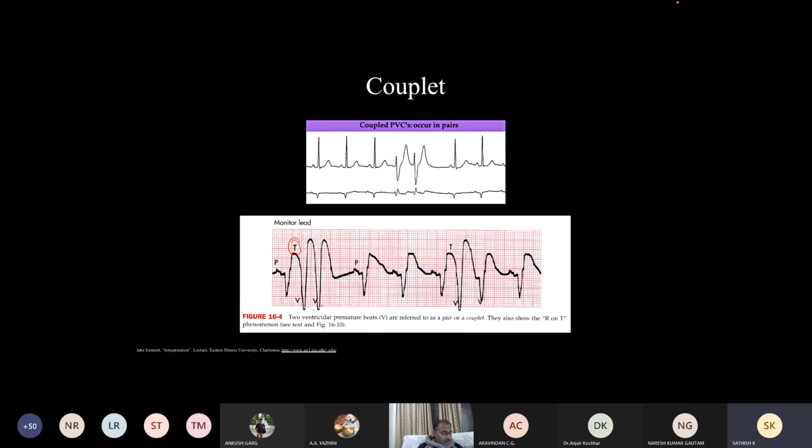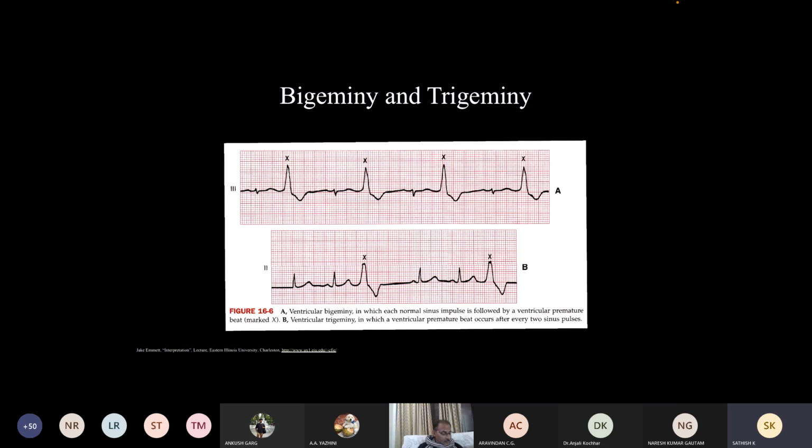Coming to bigeminy and trigeminy. Here you can see ventricular bigeminy. It occurs after every normal beat. This is the sinus impulse, which is followed by the premature ventricular beat, produced by a focus in the ventricles. Here you can see trigeminy. After the normal beats, you can see a premature ventricular beat. This is trigeminy.